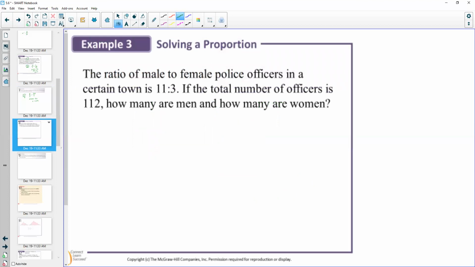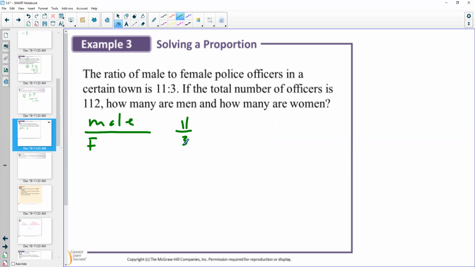The ratio of male to female police officers in a town is 11 to 3. So that's male to female. It's 11 to 3. If the total number of officers is 112, how many are men and how many are women?